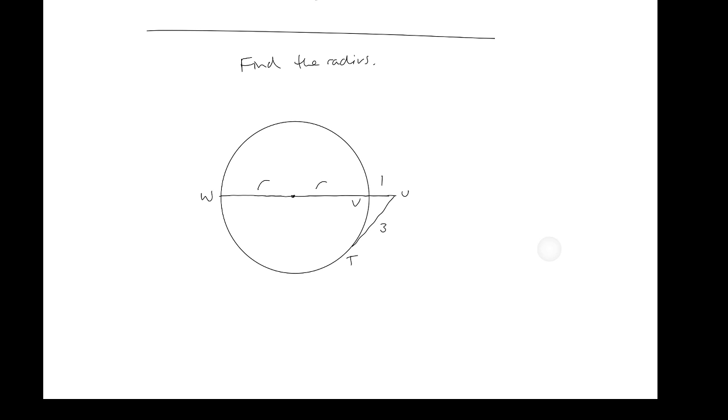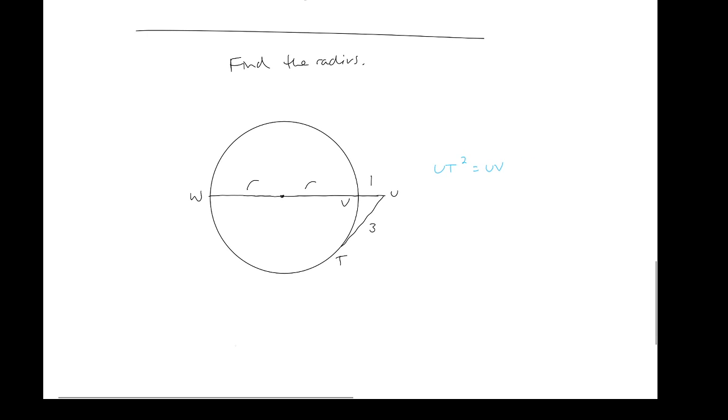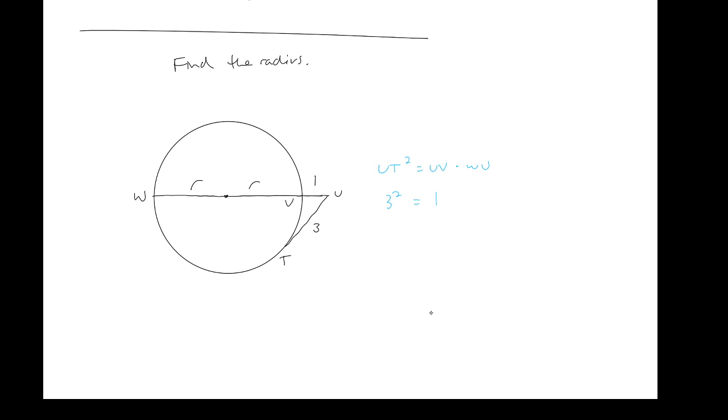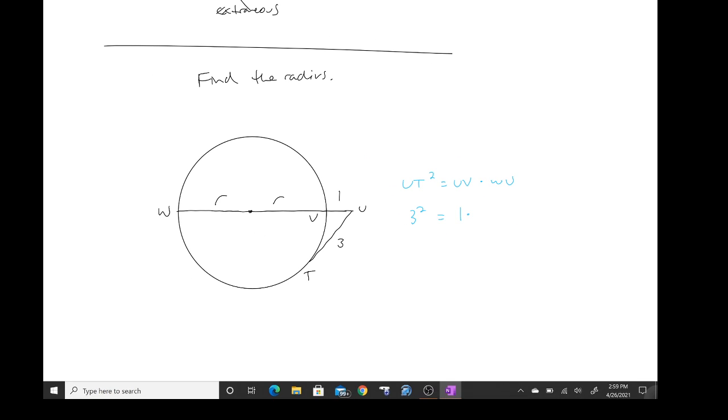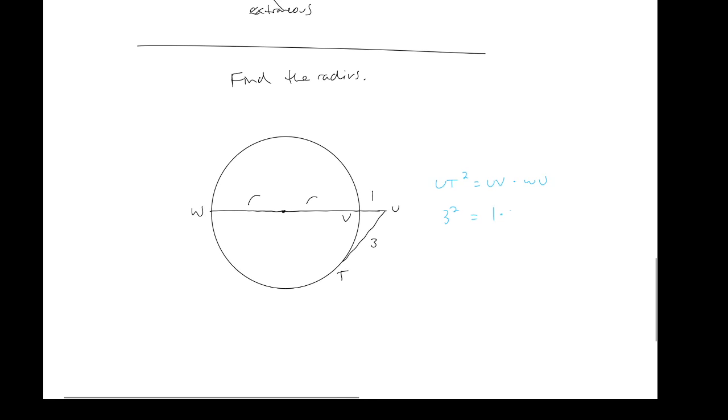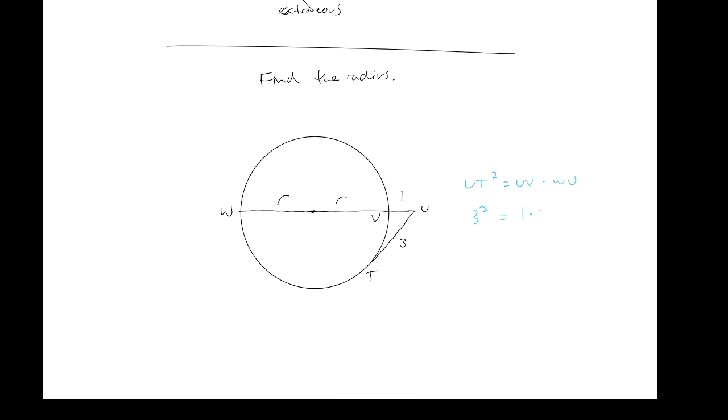So setting this up, this is going to be UT squared, right, times itself is equal to UV, the outside, times the entire segment, which is WU. So UT squared is going to be 3 squared. UV is equal to 1 times WU, which is going to be 1 plus R plus R, okay?